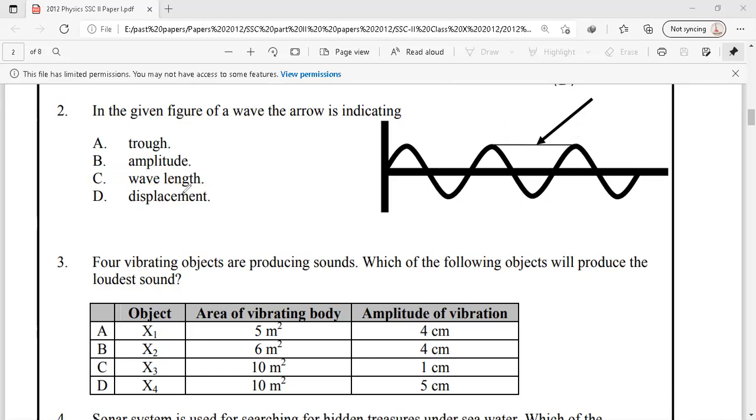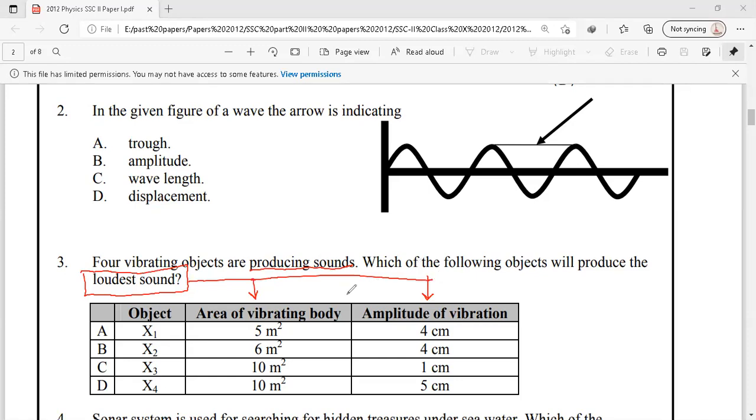Then we have question number three. We have four vibrating objects that are producing sound. Which of the following will produce the loudest sound? For this question, we have to recall the factors that affect the loudness of the sound. The factors that affect the loudness are the area of the vibrating body, amplitude of the vibrating body, and the distance of the vibrating body. These are the factors that can influence the loudness of the sound, and the loudness is directly proportional to both of these factors.